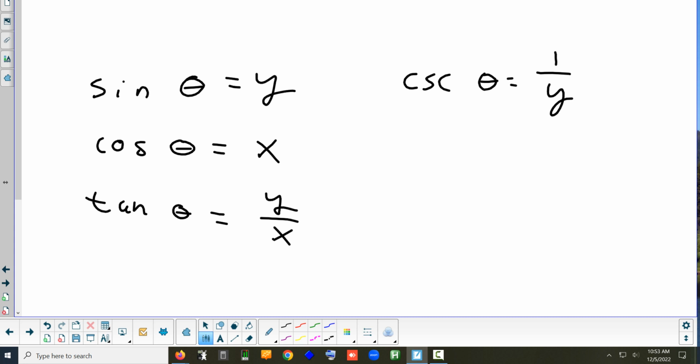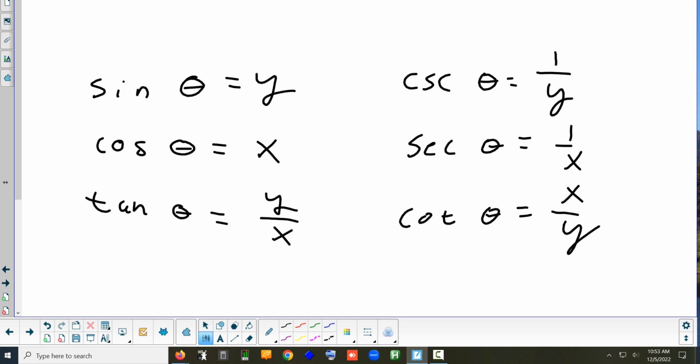And how about the trig function that you flip when you flip cosine? That's secant. And what was the formula for that? 1 over x. And the name you get when you take the tangent and flip it? Cotangent. And that's just x over y. So those are the 6 formulas that we use when we do unit circle trig.